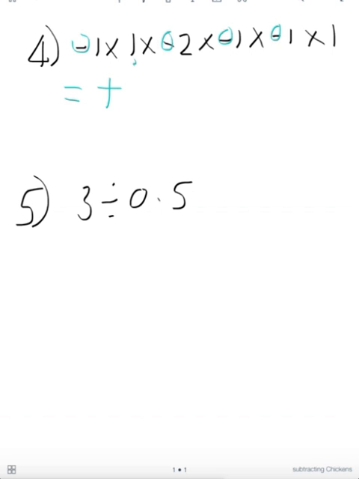1 times 1 is 1. 1 times 2 is 2. 2 times 1 times 1 is 1, and so on. So we've got 2 as our final answer. Okay, that was pretty easy. Number 5.